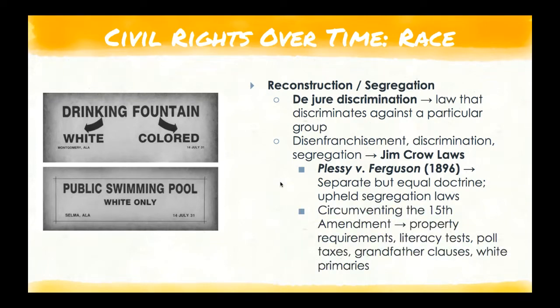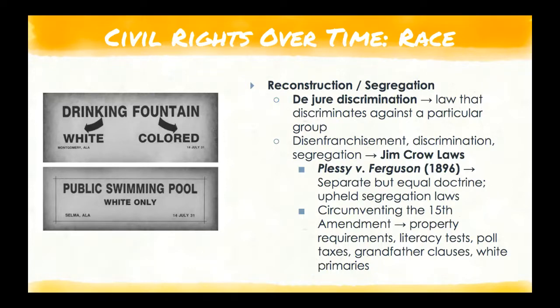Now, we also see local governments circumventing or going around the 15th Amendment, specifically when it comes to that right to vote, requiring everyone to own property, which not many freed slaves owned, literacy tests, poll taxes, grandfather clauses, holding white-only primaries, right?